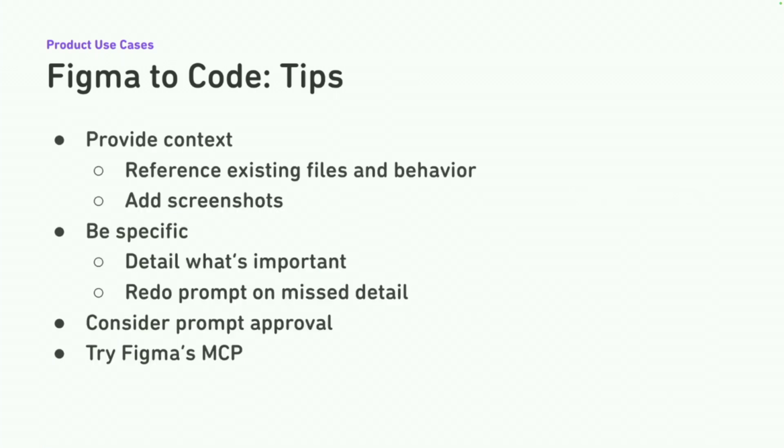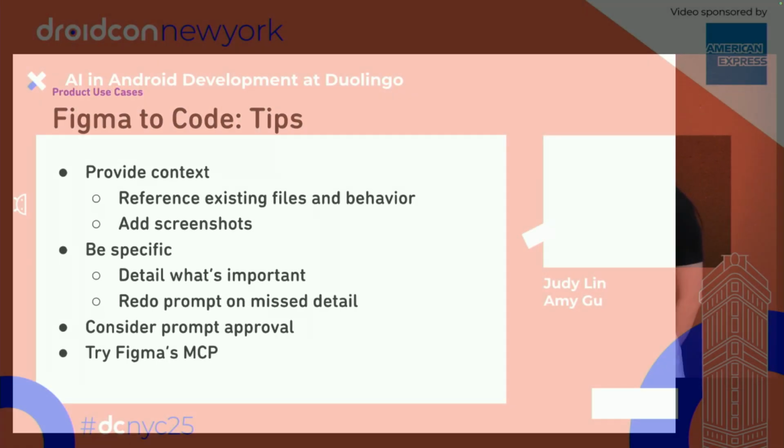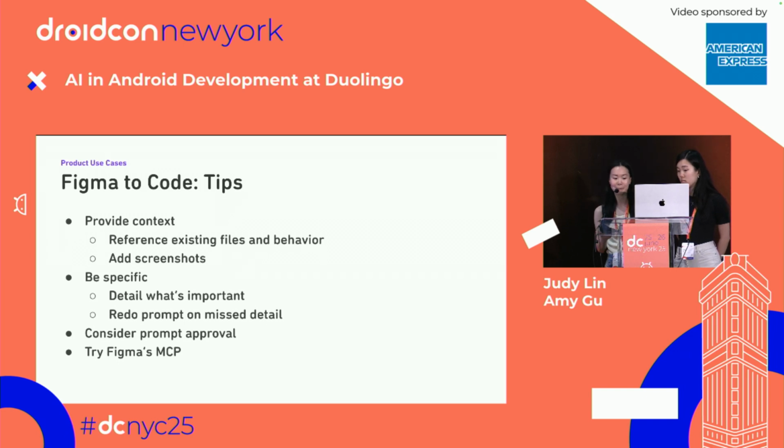So summarizing some tips, you want to provide a lot of context, be specific. If you realize you missed something, you can always redo the prompt on the missed detail and rerun. The time cost here is pretty low. And on top of showing your output to designers, consider asking them to review your prompt and full behavior so we can potentially share with iOS for parity. Lastly, we didn't do it here in this example, but Figma has an MCP in beta to try.